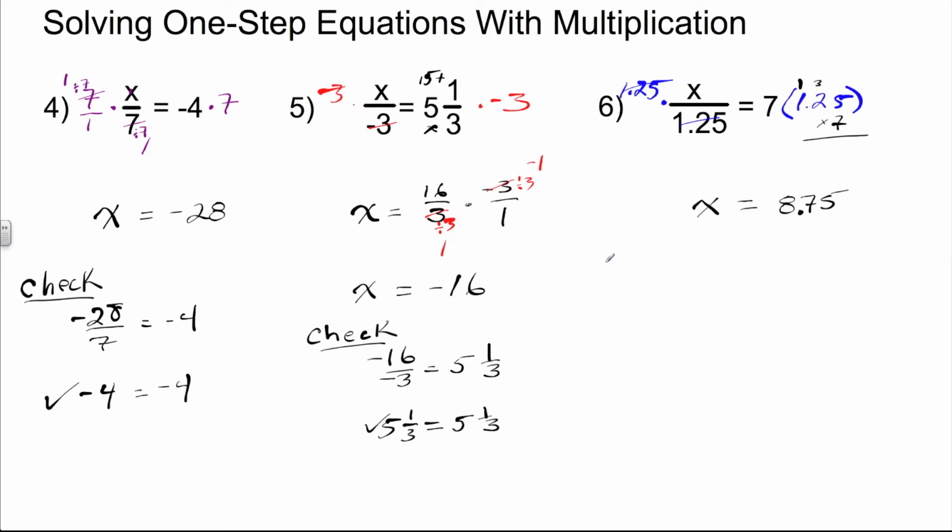Once again, we can check our work by substituting 8.75 into the original equation. So 8.75 divided by 1.25 is equal to 7. And we can do that division. 8.75 divided by 1.25.